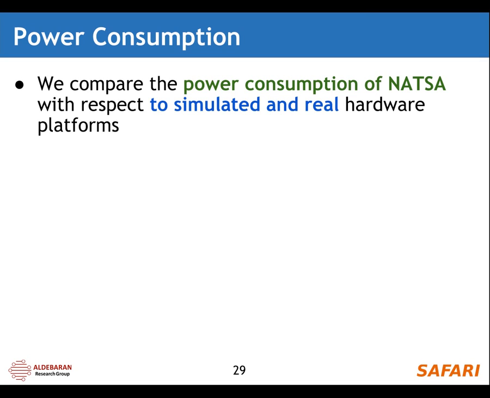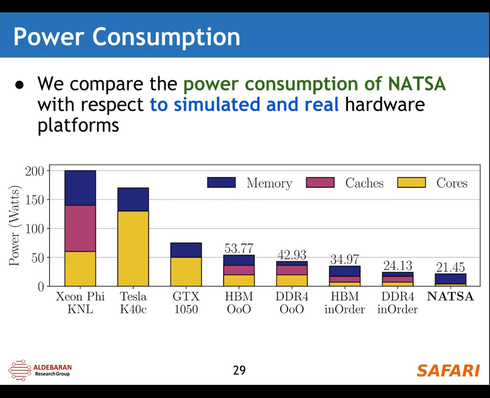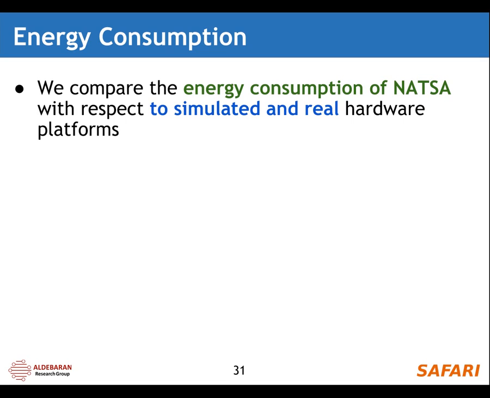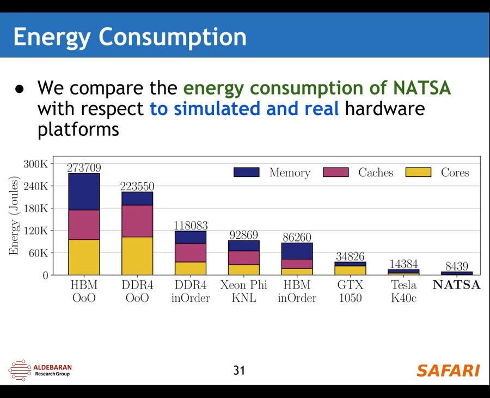We then compare the power consumption of NATSA with respect to simulated and real hardware platforms. Here you can see the power consumption for each component of the evaluated platforms. As we can observe, NATSA has the lowest power consumption and most of its power is consumed by memory. Next, we compare the energy consumption of NATSA with respect to simulated and real hardware platforms. Here you can see the energy consumption for a given time series. NATSA is the one that requires the least energy to perform the computation.